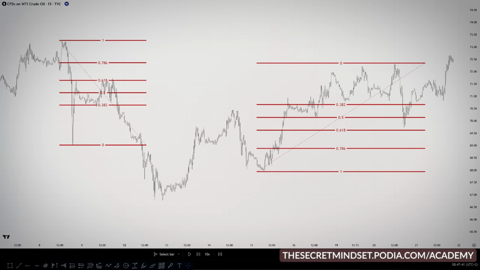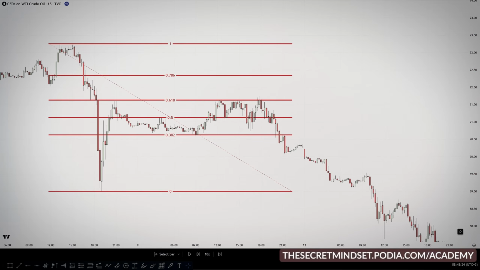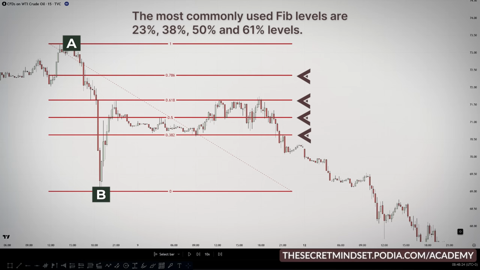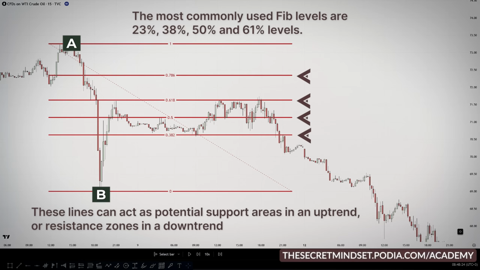So in this uptrend, I would draw the Fib retracement from this swing low to this swing high. For this downtrend, I would draw it from this swing high to the swing low. Once you've placed your Fib levels, you'll notice several key retracement levels. The most commonly used are 23, 38, 50 and 61% levels. These lines can act as potential support areas in an uptrend or resistance zones in a downtrend.